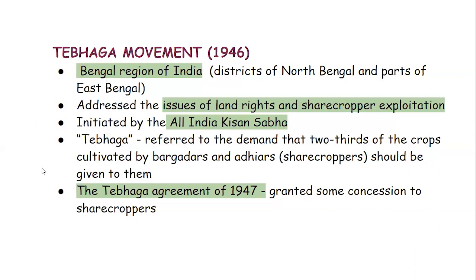And this movement led to the enactment of the Tebhaga Agreement of 1947. This agreement granted some concession to sharecroppers, but it didn't accept all of their demands. It fell short of their demands, but it granted some concession to sharecroppers. So this is about Tebhaga movement. You have to remember which year it happened, where it happened, what issue it addressed and who gave leadership to the movement. And you also have to remember if any acts or agreements were enacted based on the movement. So you have to remember these important points.